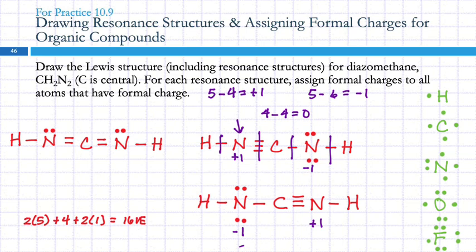So which one of those is going to contribute the most to the resonance structure? Which one has the best formal charges? This one. These are all 0.